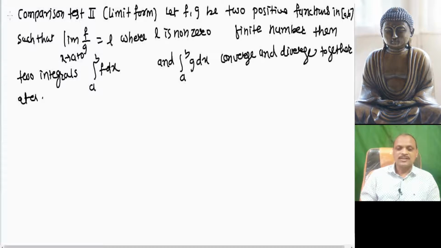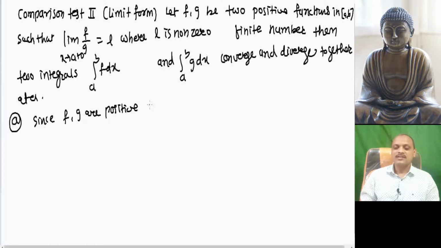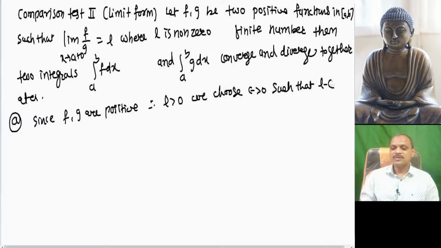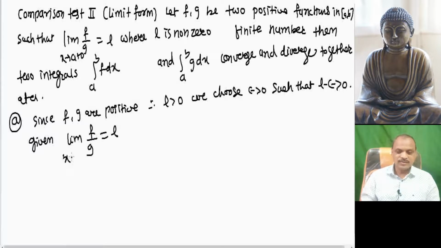So we can see that since f and g are positive, therefore their limit is also positive, and that means L is greater than 0. So we choose epsilon greater than 0 such that L minus epsilon is greater than 0. Now it is given that the limit of f divided by g is equal to L as x tends to a from the right.